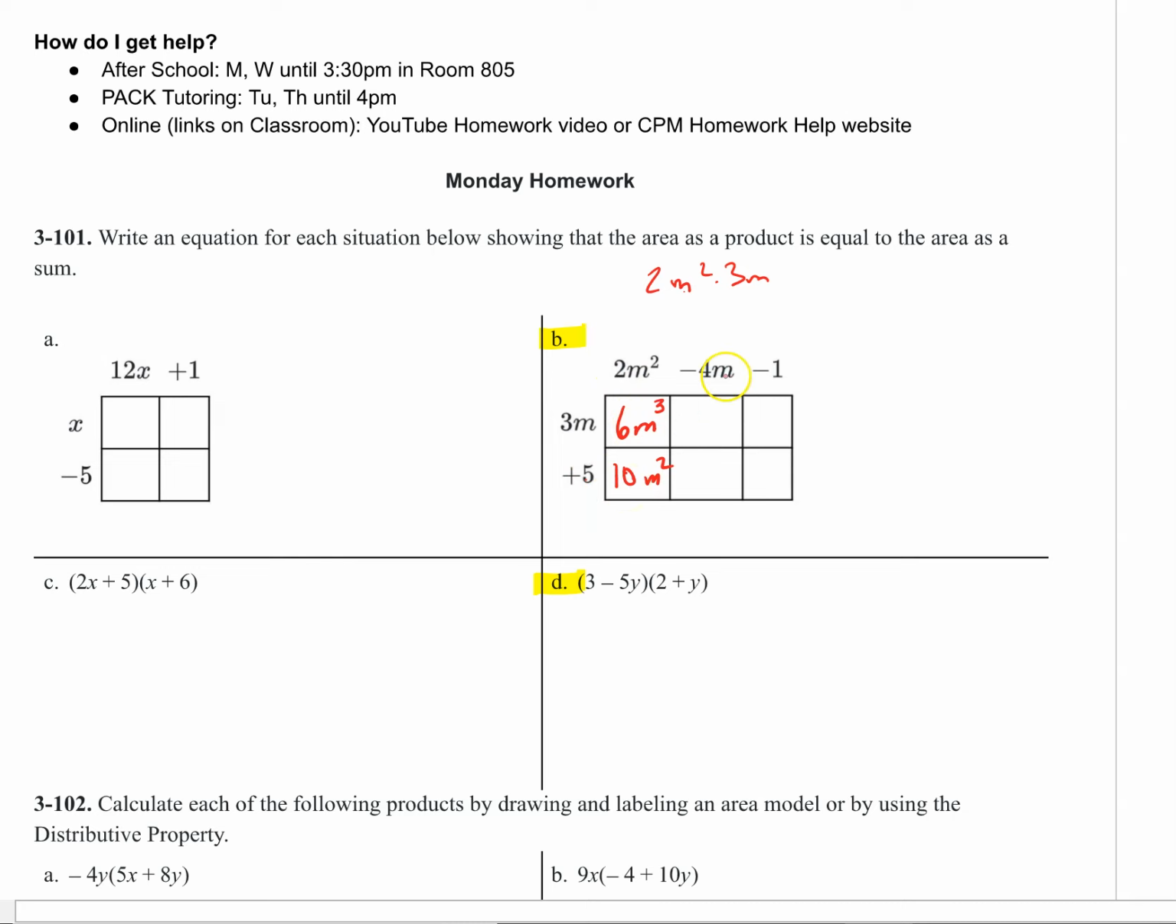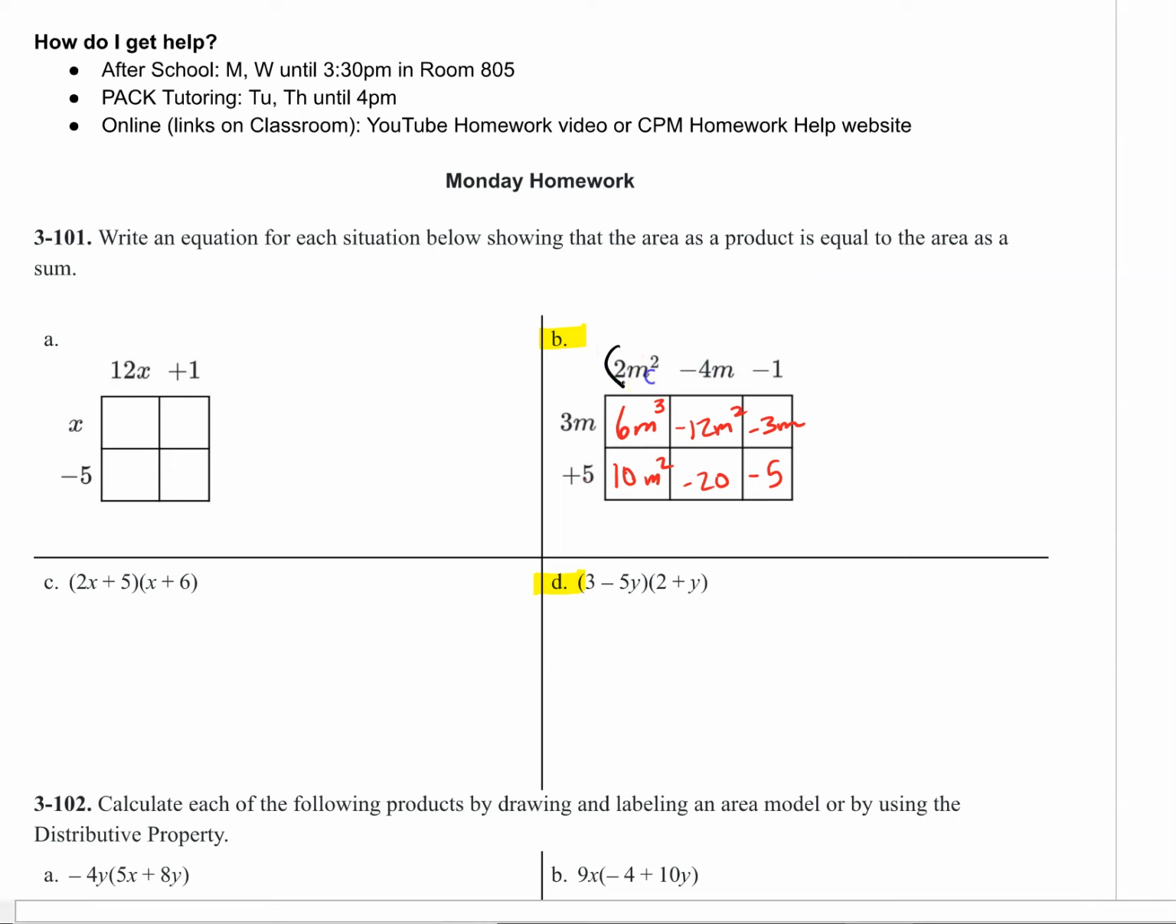Right here we have negative 4m and 3m. Negative 4m times 3m: negative 4 times 3 is negative 12. M times m is m to the power 2. Right here we have negative 4m times 5, so that's negative 20. Negative 1 times 3m. 3 times negative 1 is just negative 3. So that's negative 3m. And then lastly, 5 times negative 1 is negative 5.